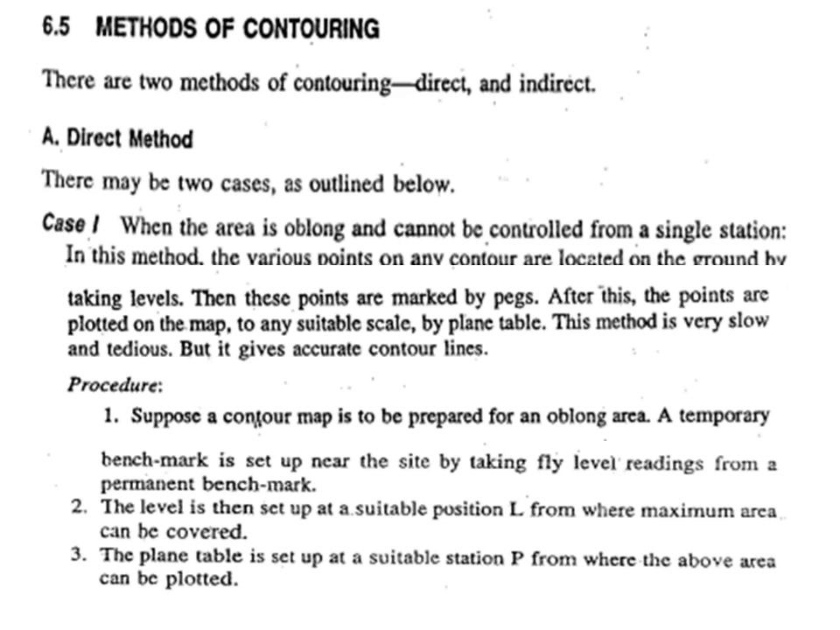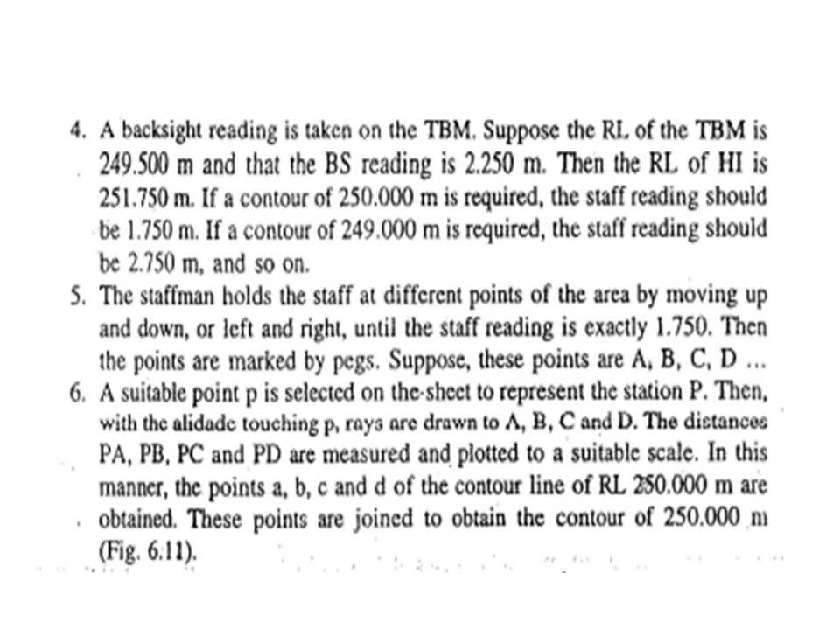Then we will see the procedure. Suppose a contour map is to be prepared for an oblong area. A temporary benchmark is set up near the site by taking fly level readings from the permanent benchmark. The level is then set up at a suitable position L from where maximum area can be covered. Then the plane table is set up at a suitable station P from where the area can be plotted. Then a backsight reading is taken on the temporary benchmark. Suppose the RL of the temporary benchmark is 249.5 meter and the BS reading is 2.250 meter. Then the RL of the height of instrument is 251.750.